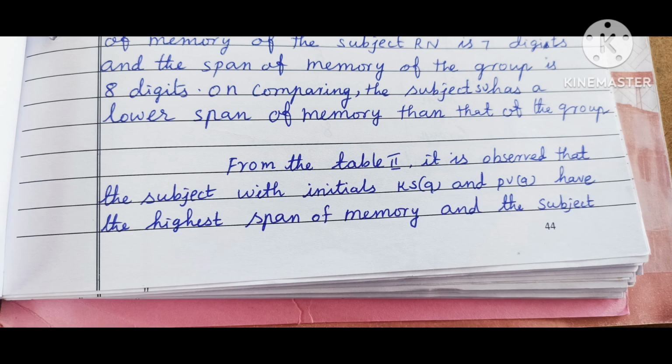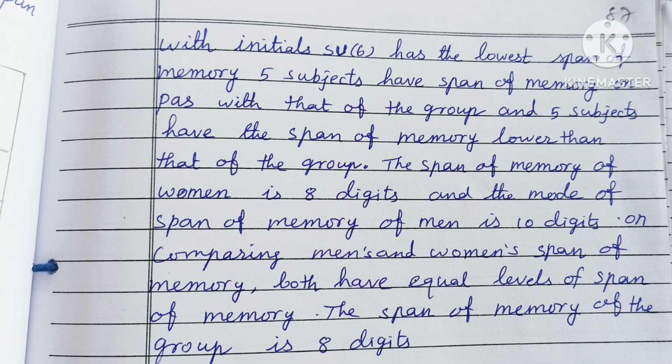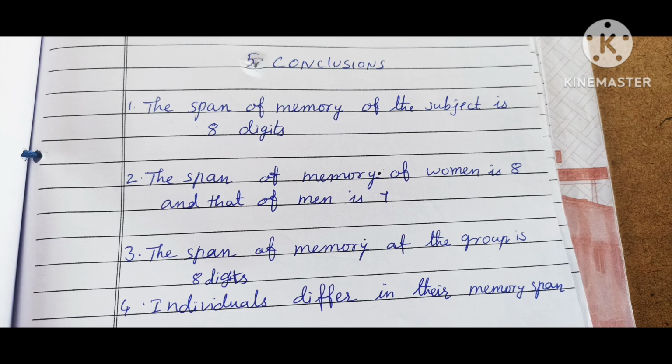Next, in the second paragraph, the highest and lowest of the group are to be mentioned. Second point, how many subjects have a higher span of memory than the group, as well as lower. Compare the span of memory of women and men and explain how they differ, and mention the span of memory of the group. After the discussion we have to move on to the conclusions.